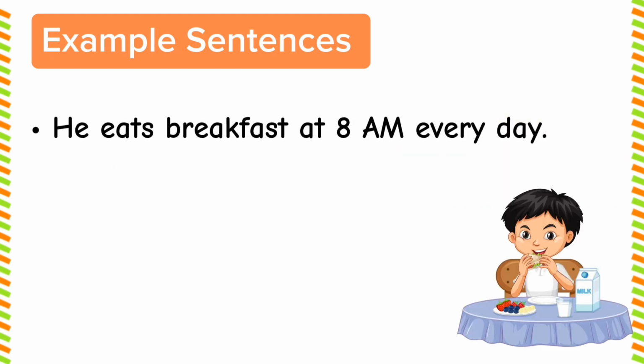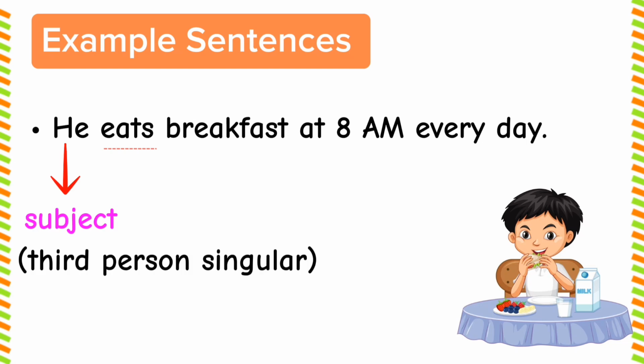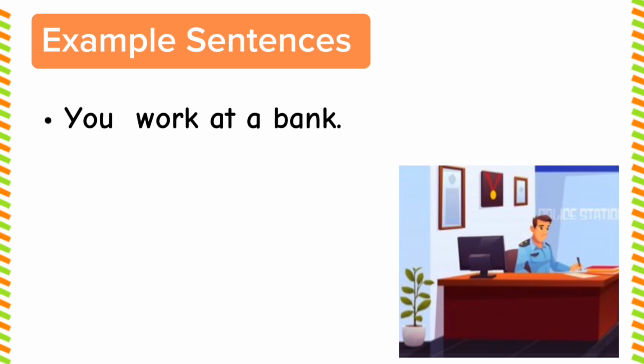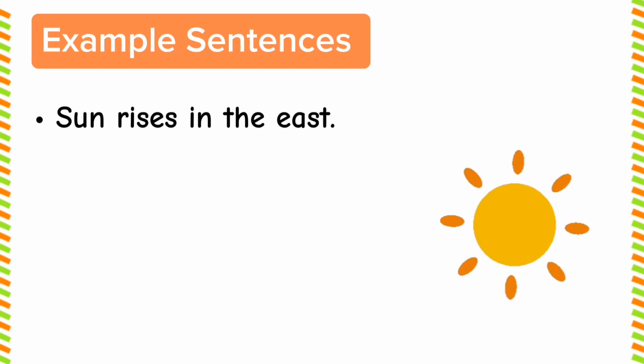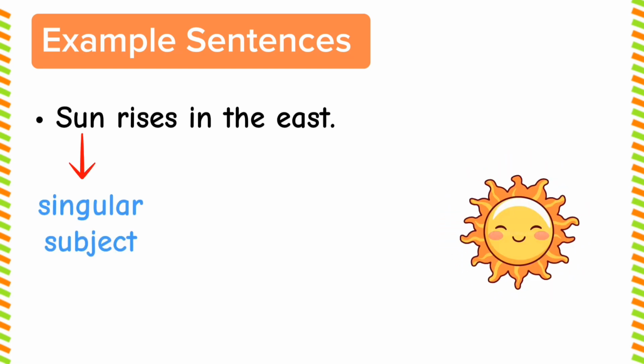He eats breakfast at 8 a.m. every day. In this sentence, eats has an s added to it because the subject, he, is third-person singular. You work at a bank. In this sentence, you is a plural subject, so we don't add s or es at the end of the verb. Sun rises in the east. Sun is a singular subject, so we use only s at the end of the verb.